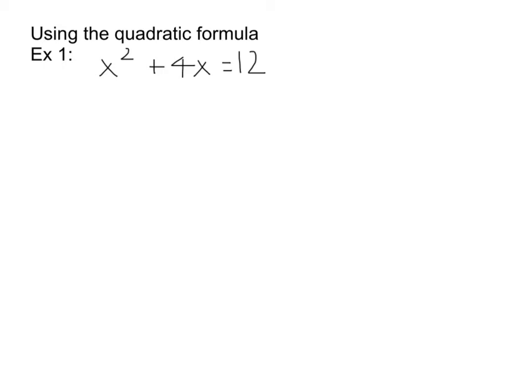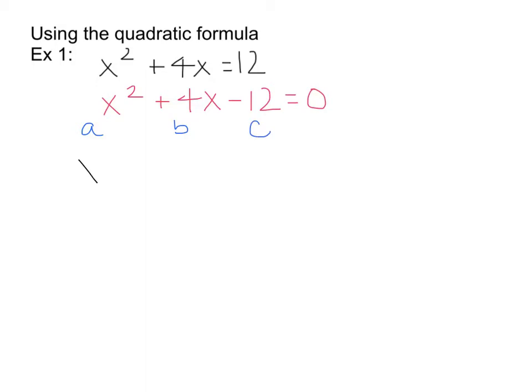Let's look at our first example, x squared plus 4x equals 12. So your first step is going to get this in standard form. So I need to subtract the 12 to the other side. And now I can use my quadratic formula. So a is positive 1, b is 4, and c is negative 12.